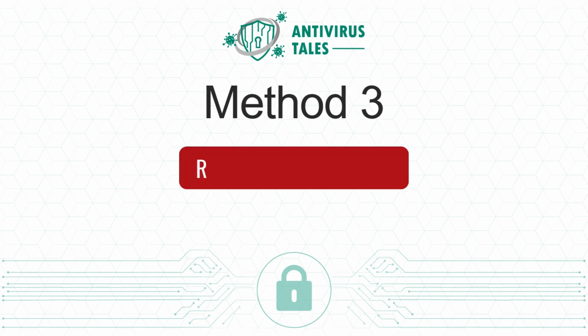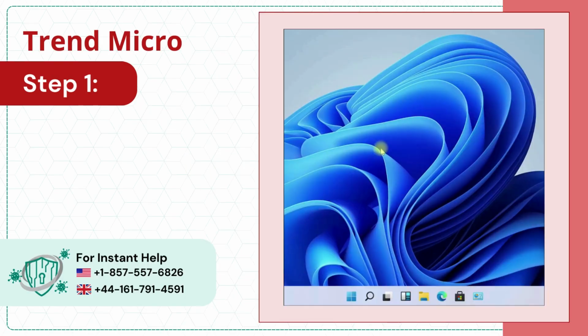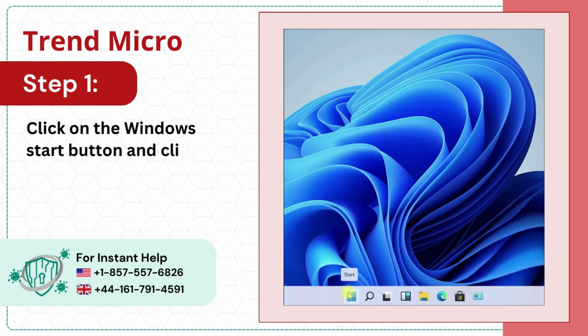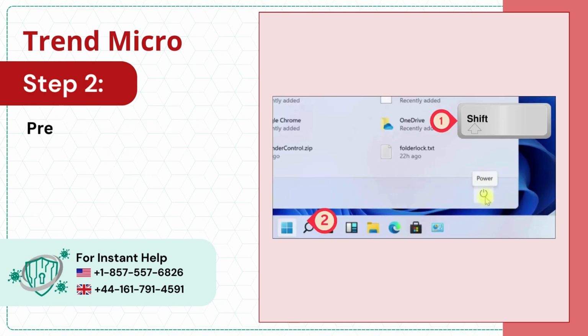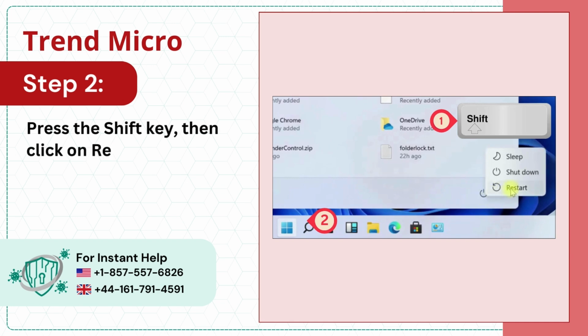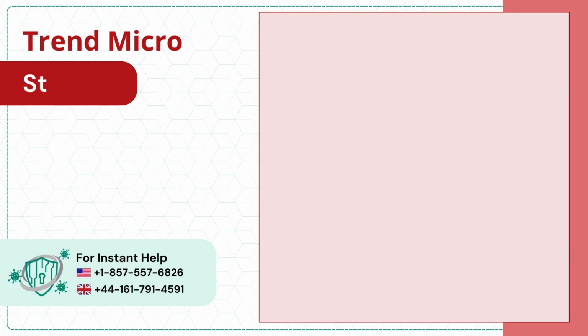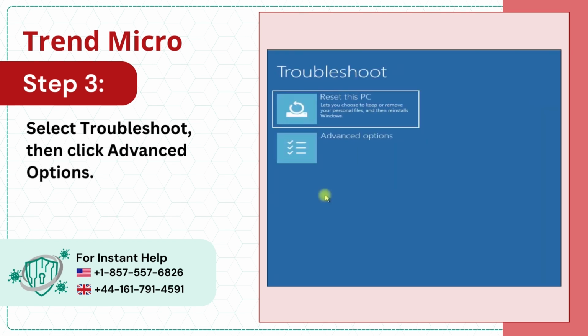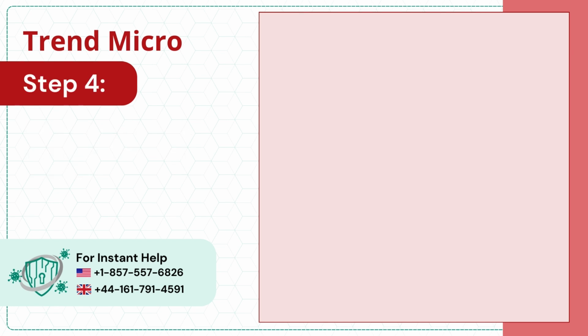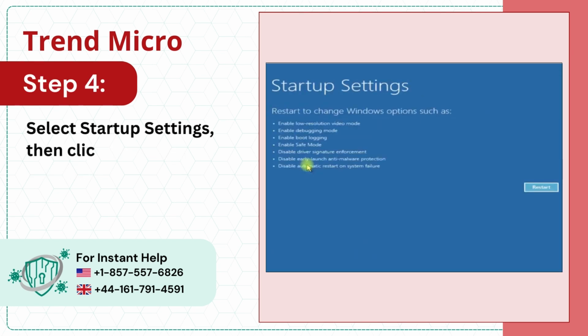Method 3. Restart PC in safe mode. Step 1. Click on the Windows Start button and click on the Power button. Step 2. Press the Shift key, then click on Restart. Step 3. Select Troubleshoot, then click Advanced Options. Step 4. Select Startup Settings, then click the Restart button.